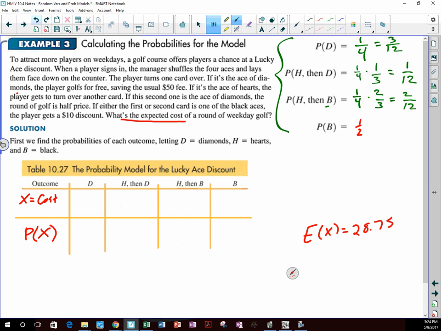So we can start filling in our probability model down here below. My outcome here is x equals cost, so my random variable is the cost. Then I have how the cost relates to these different outcomes. If I have a diamond, my cost is going to be $0. I get to golf for free if I flip over that diamond first. If I get a heart and then a diamond, I said that my round of golf is half price, so it's $25. I could get a heart and then a black card, which means I'm paying $40. That would be this $10 discount that it says right here.